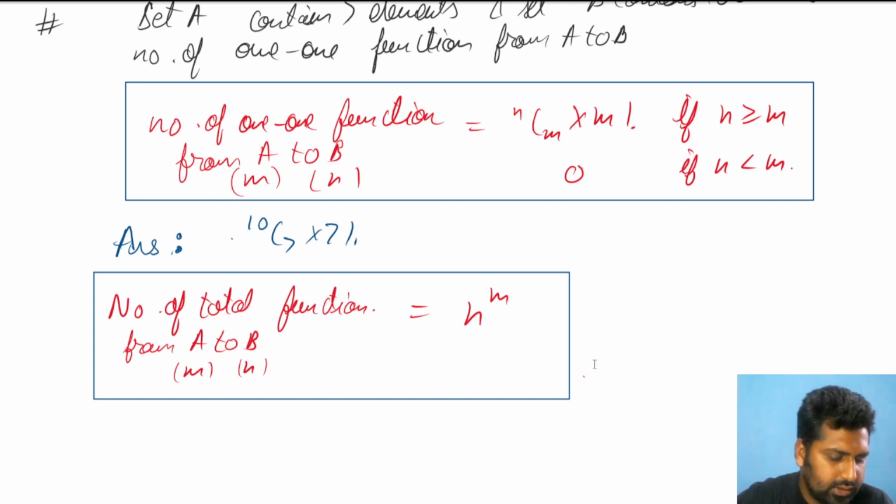All right, I think that's it. That's all for your inverse functions, one-one and onto, fog and gof, we have already covered now. That's it.